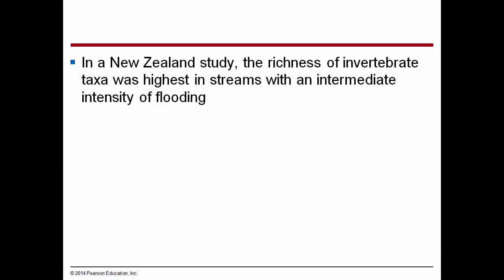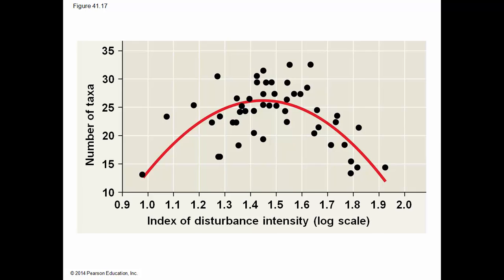In a New Zealand study, the richness of invertebrate taxa was highest in streams with an intermediate intensity of flooding. So here's the example. Researchers identified taxa of invertebrates at 2 locations in each of 27 New Zealand streams. They assessed the intensity of flooding at each location using an index of stream bed disturbance. The number of invertebrate taxa peaked where the intensity of flooding was at intermediate levels.